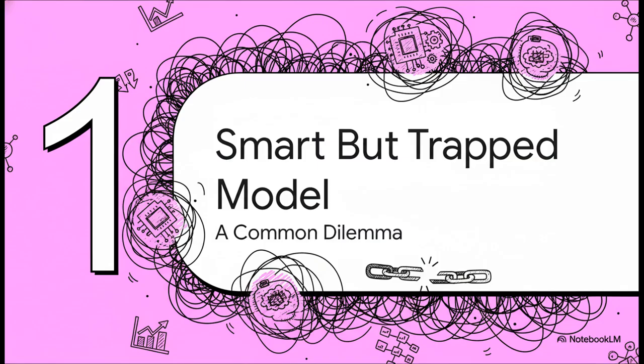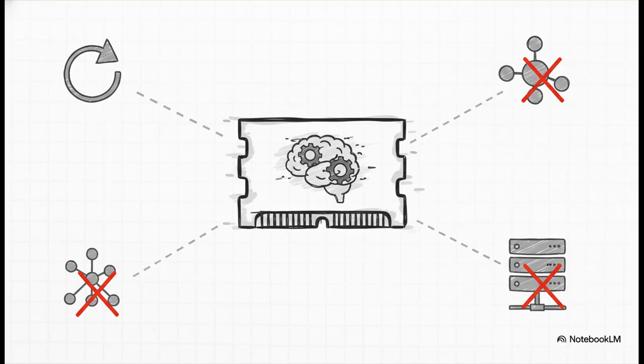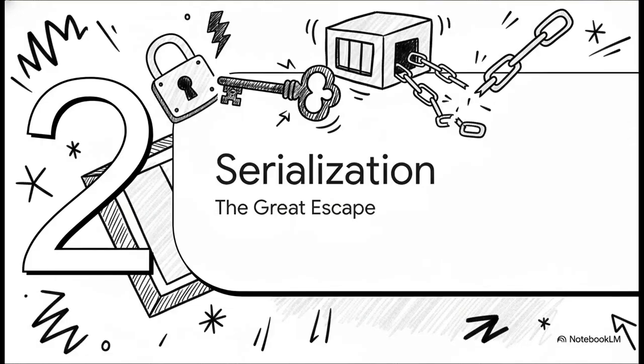And trust me, this is a hurdle that every single data scientist and machine learning engineer has to clear. Think about what a model really is in your code. It's just an object living in your computer's temporary memory. It's RAM. So if you want to reuse it, share it with your team, or actually deploy it in an application, you need a way to make it permanent. So how do we break it out of that temporary prison? Well, that escape plan has a name: serialization. This is the key that unlocks everything.